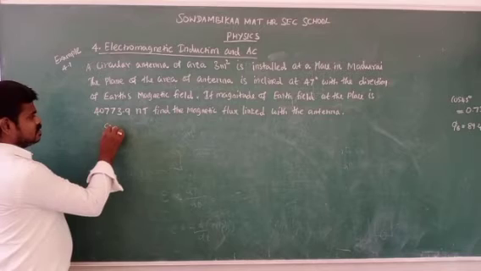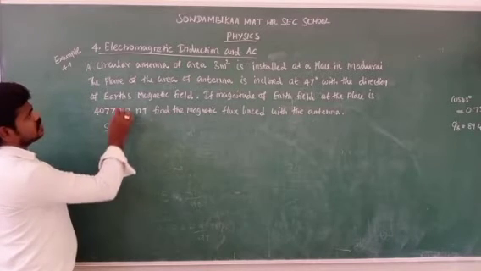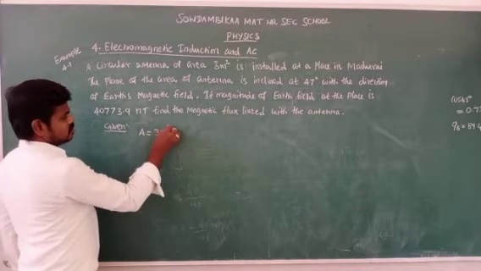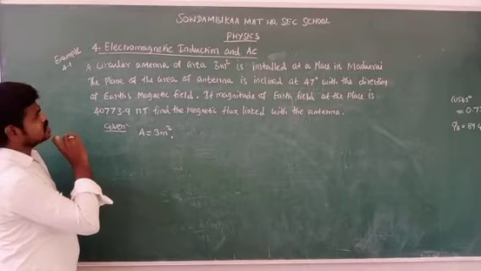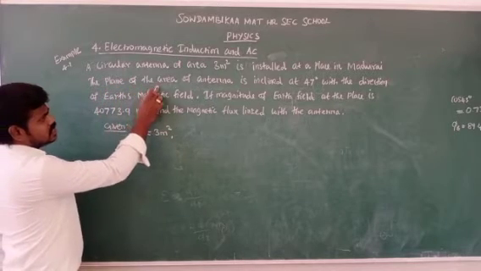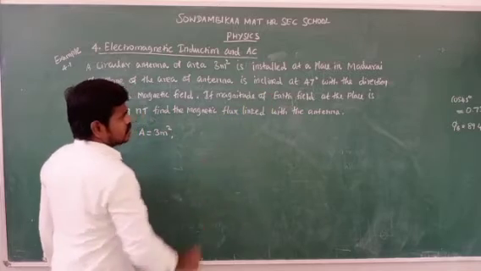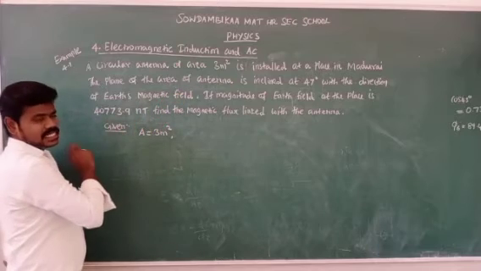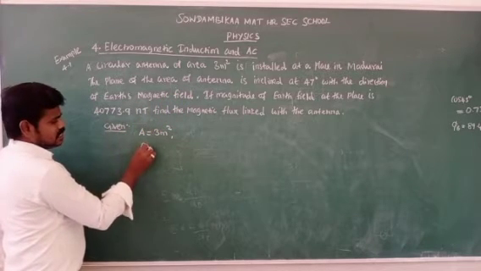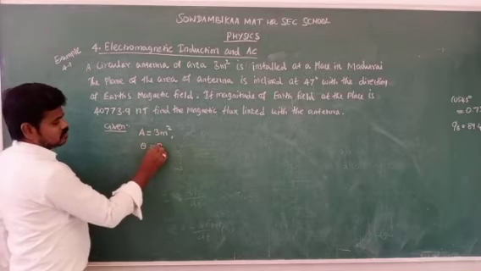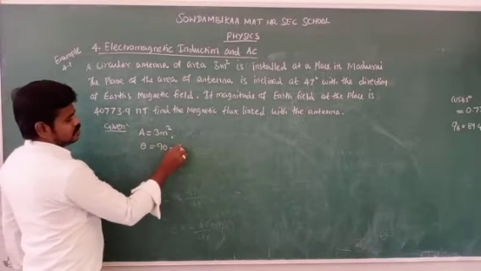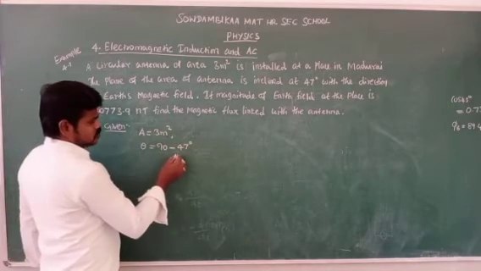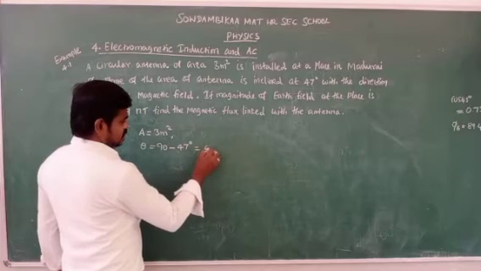So the given data are: the circular antenna area of cross section A equal to 3 meter square, installed at a place in Madurai, and the plane of the area of the antenna is inclined at 47 degree. But we need the angle between the normal to the plane and the magnetic field. So, theta is equal to 90 minus 47 degree, which is 43 degree.